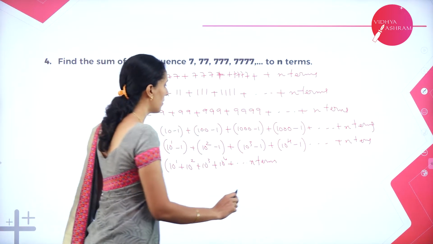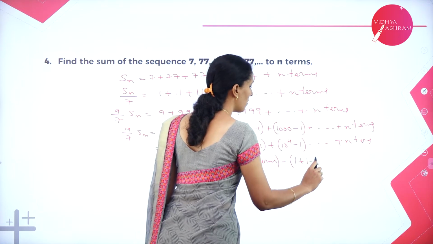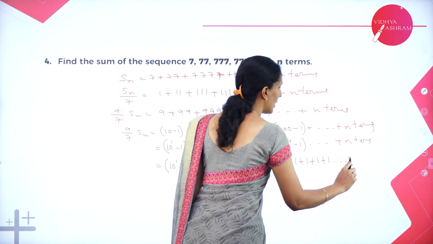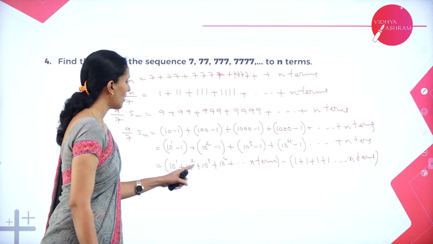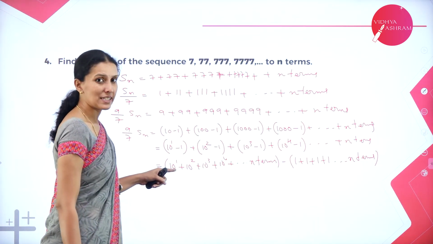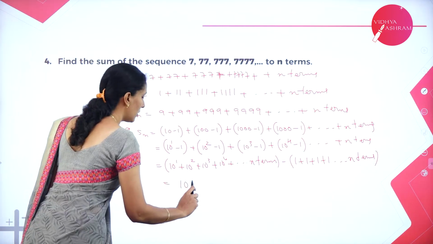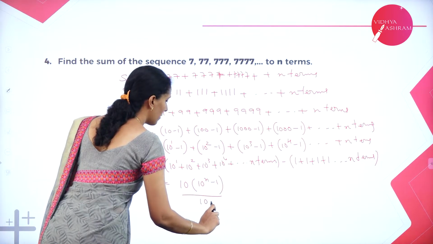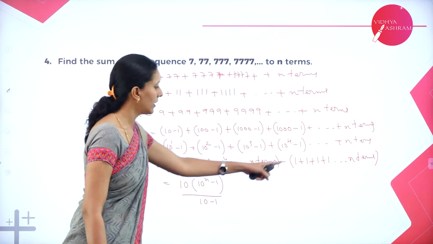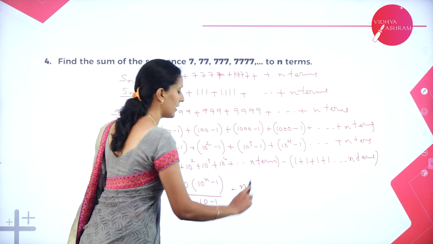Similarly, if I take minus as a common factor, I have 1 plus 1 plus 1 plus 1 until n terms. So now this is in the form of a geometric sequence. So therefore this can be written in the form of 10 into (10 power n minus 1) divided by (10 minus 1). And here 1 plus 1 plus 1 can be written as minus n.